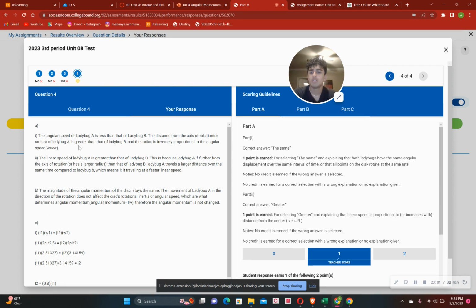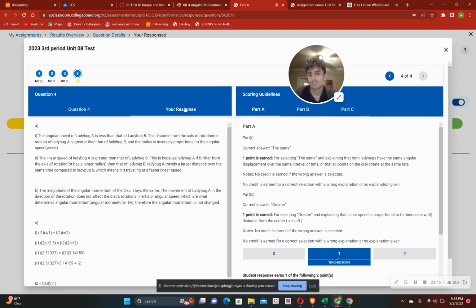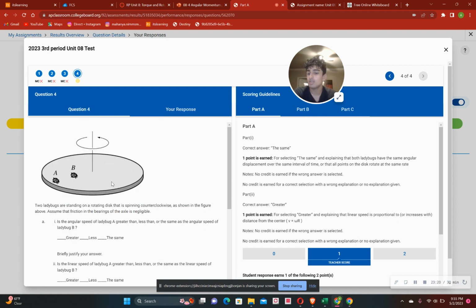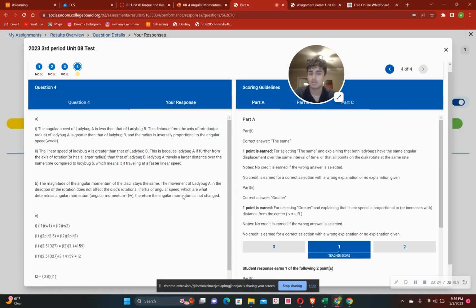But I said less than for some reason, and I included this, which is very unnecessary. It's the same because it's just changing theta over changing time. They're both changing the same amount in the same time. A might be covering more distance, but angle-wise, no. A and B are the exact same, so that's where I missed points.